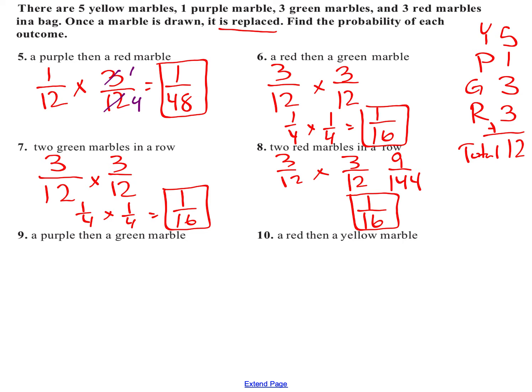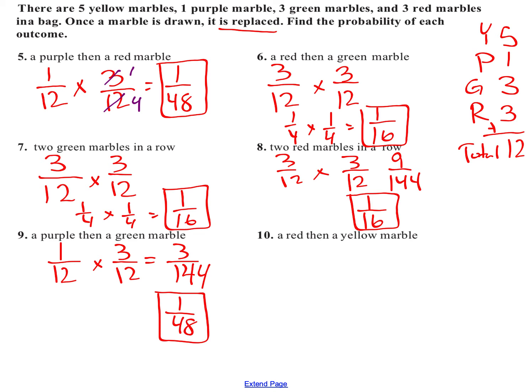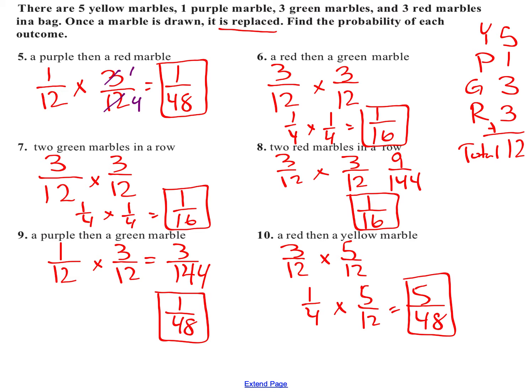Okay, number 9. A purple and then a green marble. Okay, purple happens 1 out of 12. Green happens 3 out of 12. This is just the same as number 5. It is 3 out of 144, which reduces to 1 out of 48. Number 10. A red and then a yellow. Okay, red is 3 out of 12. Yellow is 5 out of 12. 3 out of 12 reduces to 1/4. This gives us a probability of 5 out of 48, 5/48 of getting a red and then a yellow.